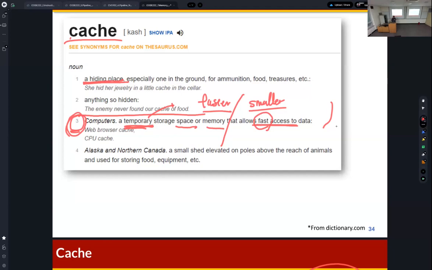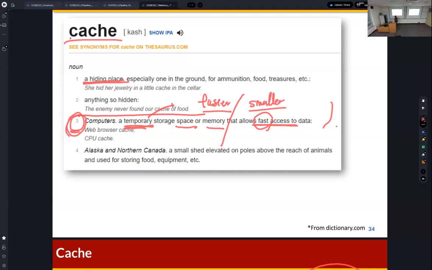What does that mean? We learned about data locality: temporal locality and spatial locality. Temporal locality means the same data will be reused in the near future. Spatial locality means that nearby data will be accessed and used in the near future. So both mean data that is frequently used in the near future.